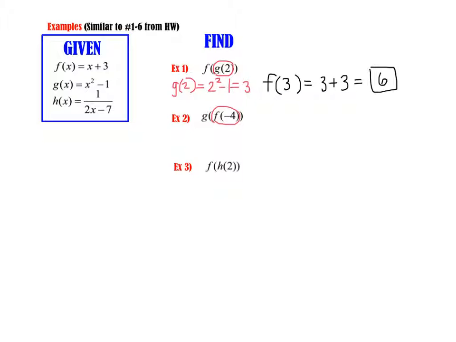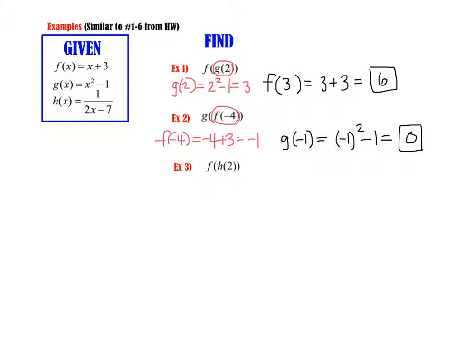Same idea for the next one. We're going to start on the inside and we're going to evaluate f of negative 4. We go to the function named f and we plug in negative 4 for our x. So that's negative 1. Now using that outer function, we're going to do g of that answer, which is negative 1. Go to the function named g, plug in negative 1, and we get 0.